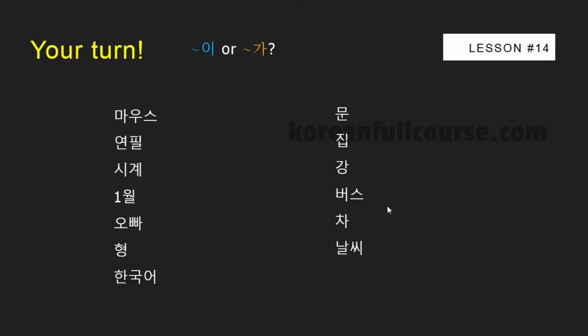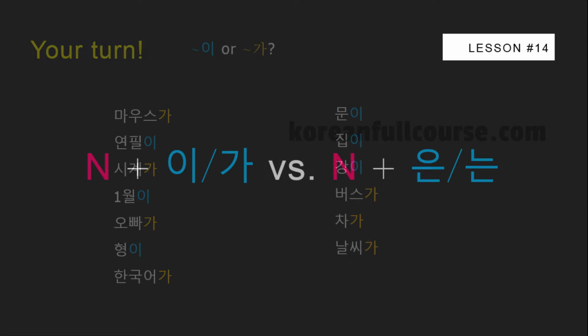Okay, here are the answers. 연필, 1월, 형, 문, 집, and 강. All these words end with consonants, so I put 이. And 마우스, 시계, 오빠, 한국어, 버스, 차, 날씨, end with a vowel, that's why I used 가. I hope it makes sense. If you have any questions, feel free to ask me in the comments.